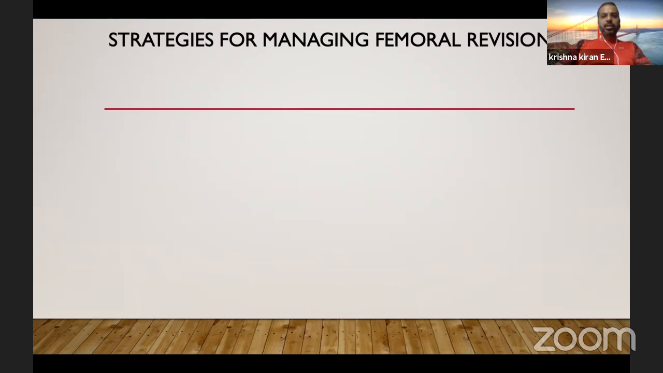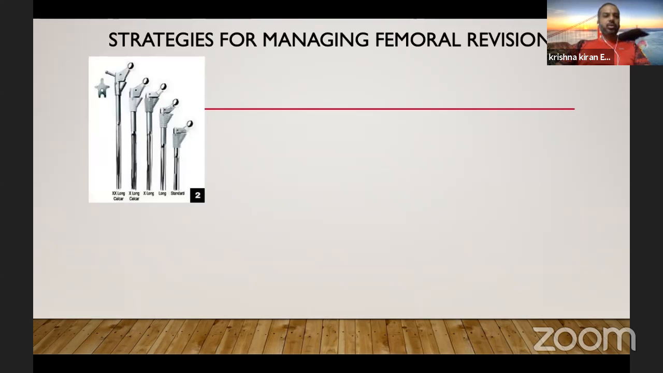Strategies for managing femoral revision, as I told you, we must go in a sequential way with the most conservative option being used. So you must use a conservative revision wherever possible. Look at a conservative revision stem like a long Corail or the modular SROM type of device when the bone loss is of lower grades.